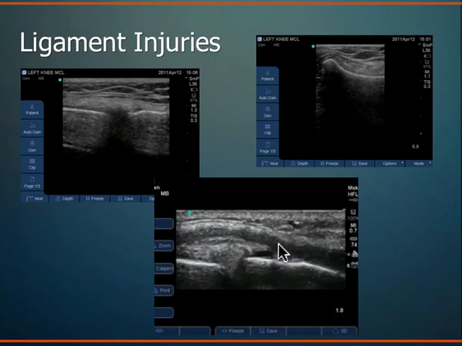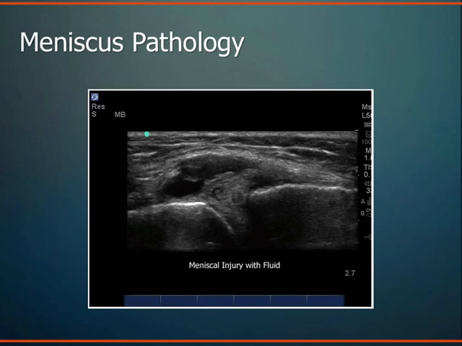So this is a distal MCL tear. This is the joint space here, MCL coming across, and then you see disruption of the tissue here, and then distally you see no longer any ligamentous tissue. So it's basically retracted proximally. So very well seen on ultrasound.